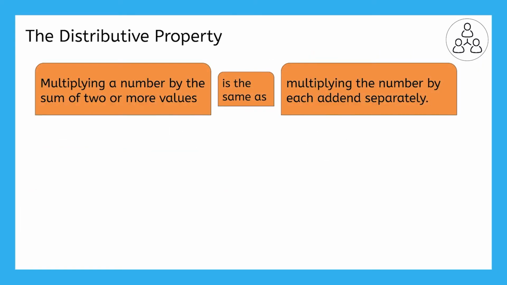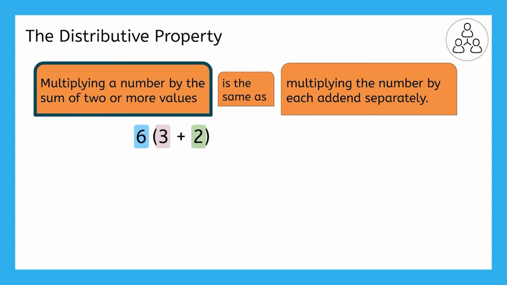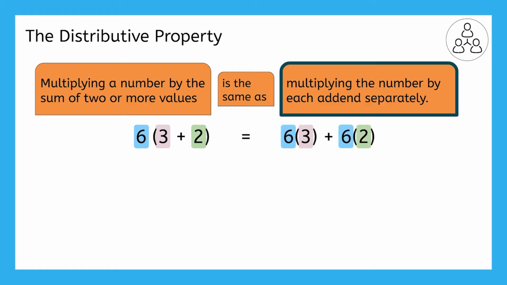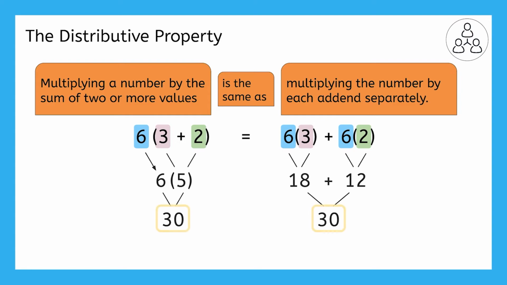Officially, the distributive property states that multiplying a number by the sum of 2 or more values is the same as multiplying the number by each addend separately. Both methods will give you the same result, but distributing will be especially useful when we start to use variables or unknown values.